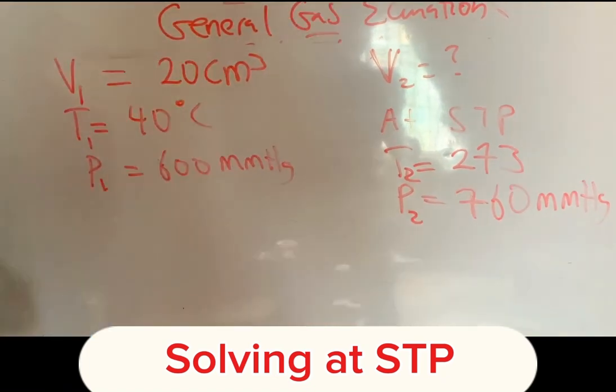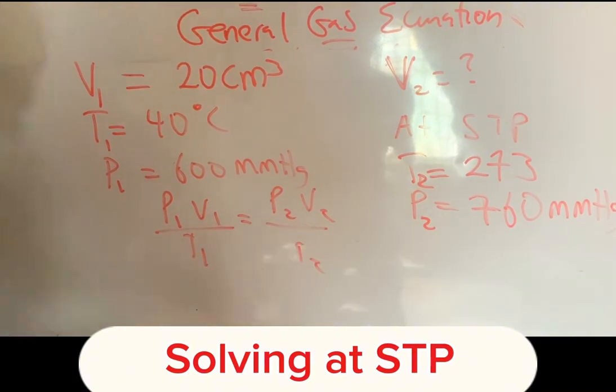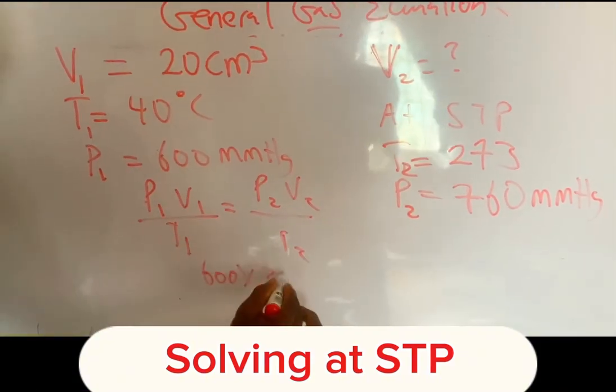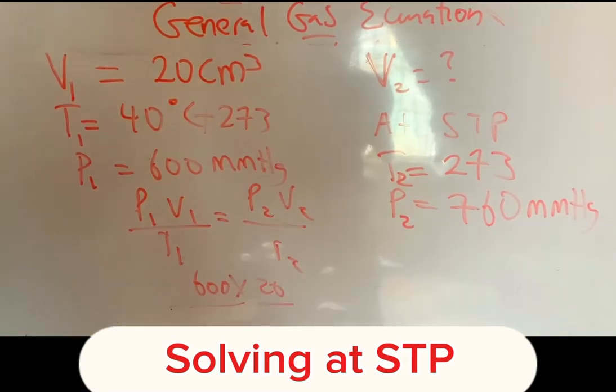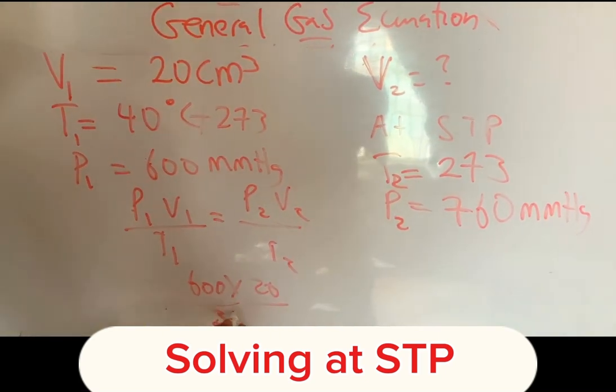Now, let's solve this question. So we go with our general gas equation, which is P1 V1 over T1 equal to P2 V2 over T2. Now, what do we do in this case? My P1 has been given as 600, and my V1 is 20. So what is my T1? My T1 is 40 degrees Celsius, but we have to convert it to Kelvin, so we add 273, and we are going to have 313 Kelvin.